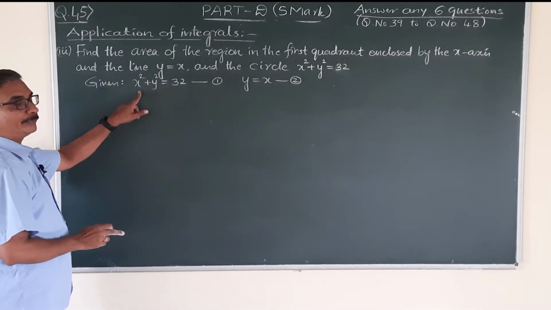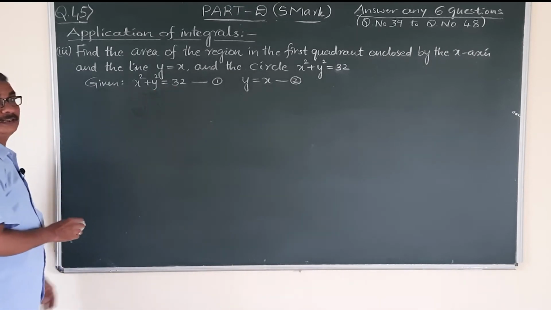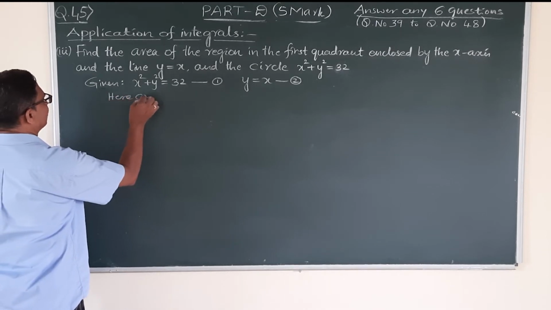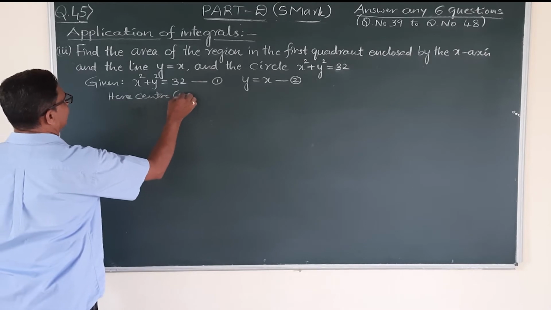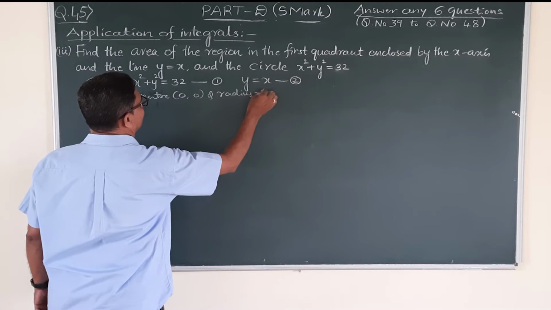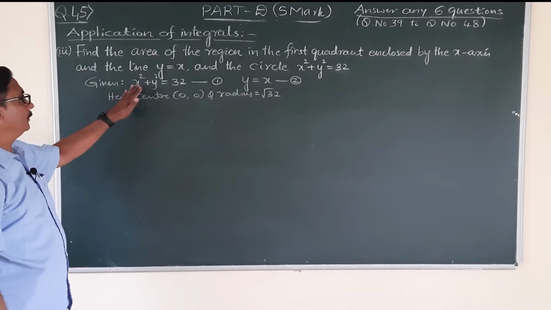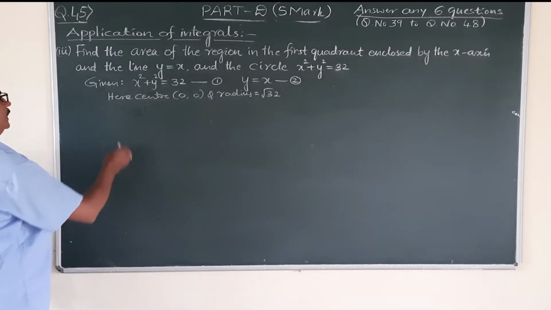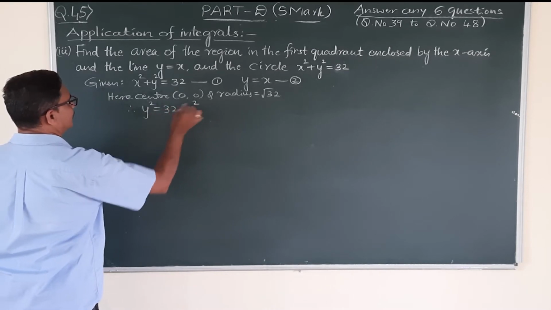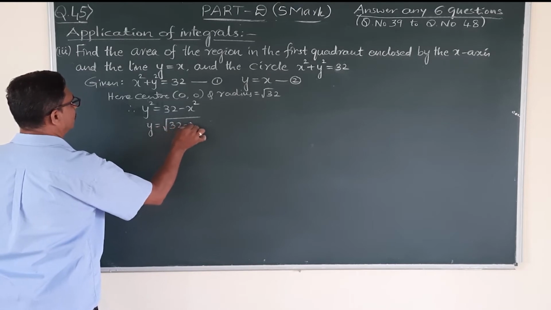Clearly it is in the form x square plus y square is equal to r square. It represents a circle with center at origin. Here center is origin, radius how much? Radius is root 32. 32 can be written as root 32 square. It is in the form x square plus y square equal to r square. Okay, using this y square is equal to 32 minus x square, or y is equal to under root of 32 minus x square.